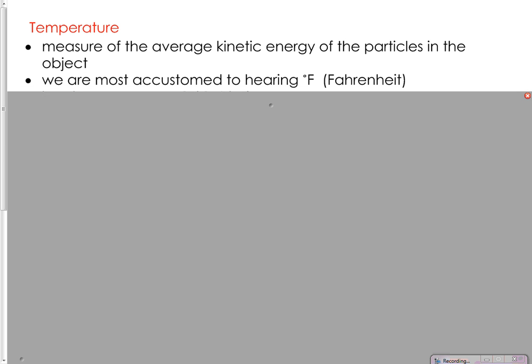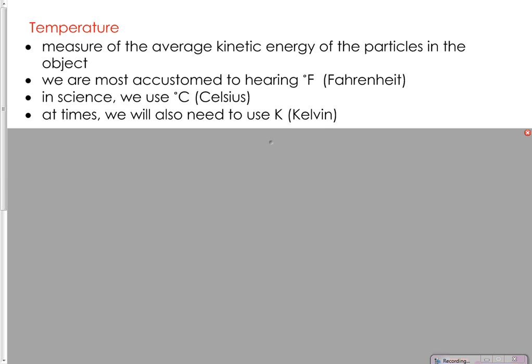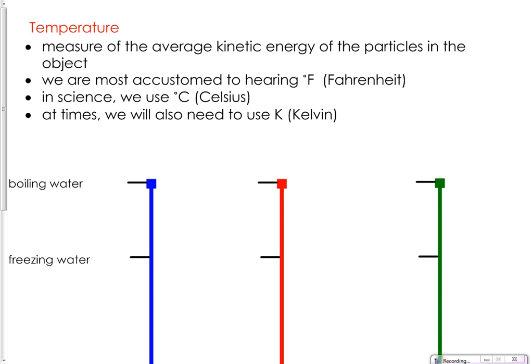Now, we are most accustomed in our everyday life to hearing degrees Fahrenheit. That's what our weather is reported on, and when we take our temperature to see if we have a fever, we're trying to see if we have it over 98.6 degrees Fahrenheit. Now, in science class, we don't use degrees Fahrenheit hardly ever. We use Celsius more commonly. And sometimes we will also need to use a Kelvin scale, which I'll explain to you here in a moment. So it's best to understand the three by comparing them.